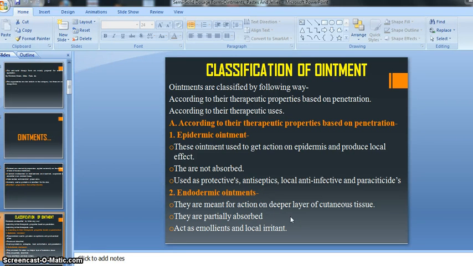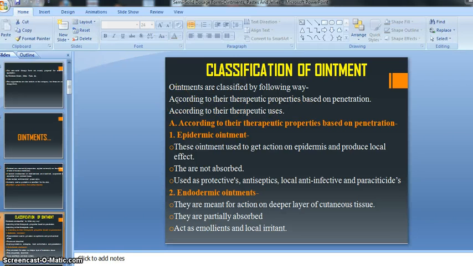So this is our classification of our ointment, right? It is very necessary to know how our ointments are classified. So let's see, ointments are classified in the following ways: according to their therapeutic properties based on penetration, and according to their therapeutic uses, right?